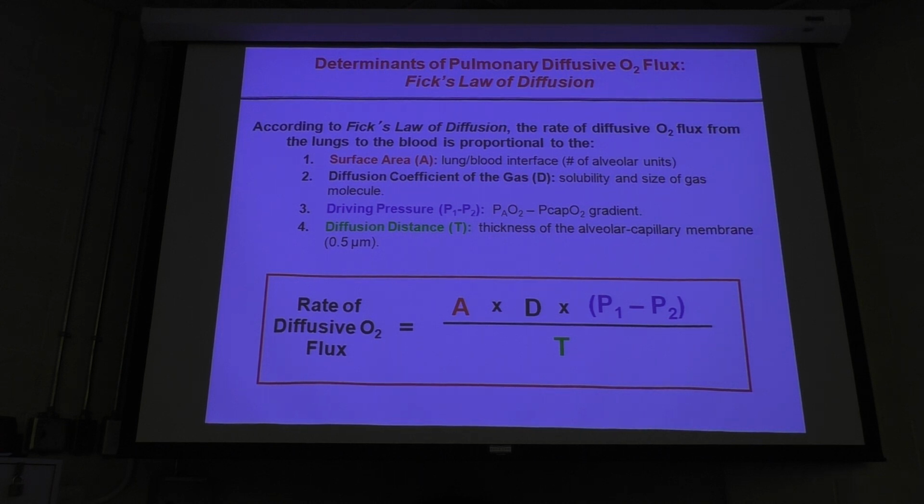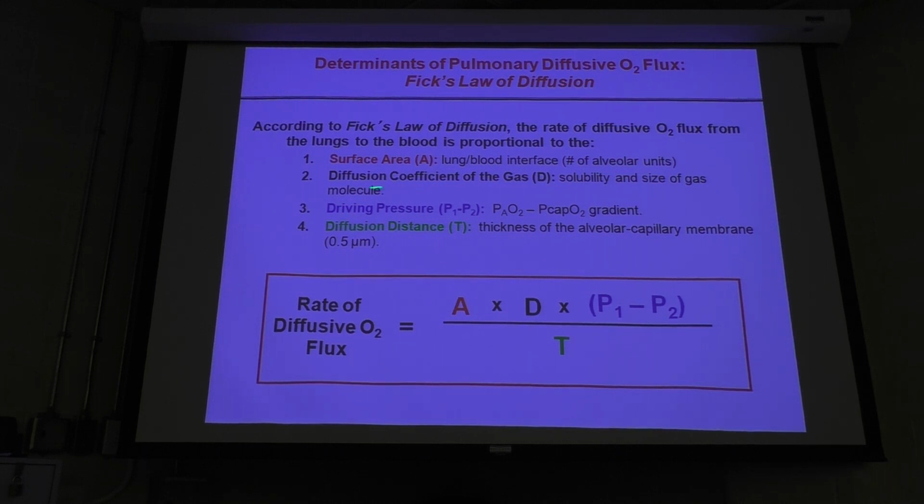So the determinants of pulmonary diffusive oxygen flux really conform to Fick's law of diffusion, which I'm sure you're all familiar with. And so according to Fick's law of diffusion, this rate of diffusive oxygen flux from the lungs to the blood is proportional to the surface area, the diffusion coefficient of the gas, which basically is a function of the solubility and size of the gas molecule. So carbon dioxide, for example, is a much more soluble gas than oxygen, and so carbon dioxide moves much more freely from the blood to the lung than oxygen does from the lung to the blood. Again, it's just a function of the solubility of the gases at a given partial pressure.